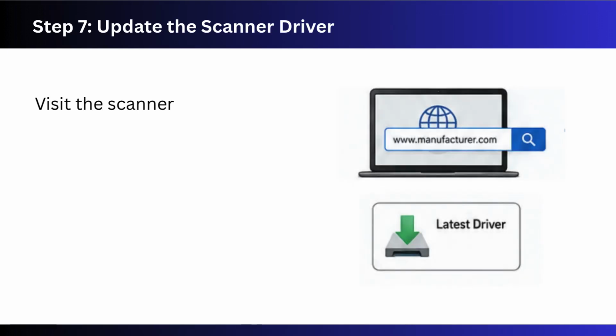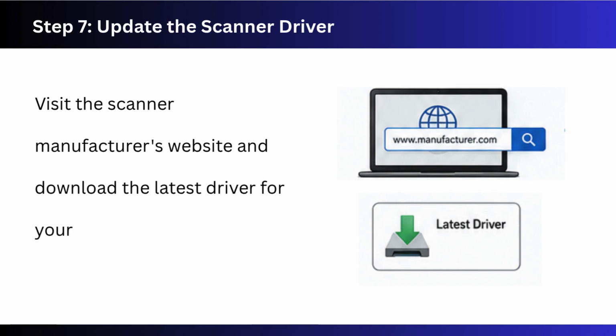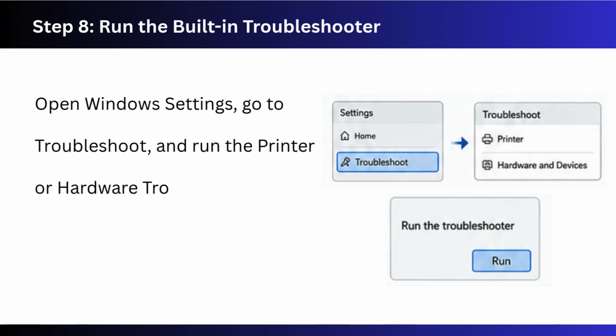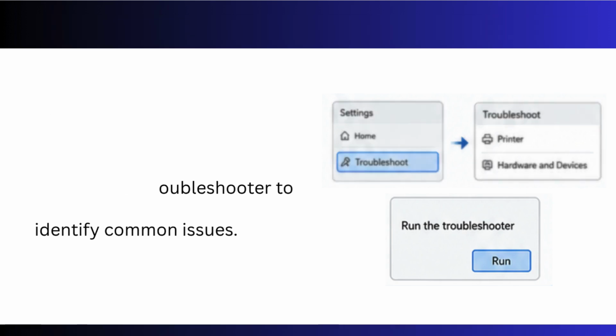Step 7. Update the scanner driver. Visit the scanner manufacturer's website and download the latest driver for your scanner model. Step 8. Run the built-in troubleshooter. Open Windows Settings, go to Troubleshoot, and run the printer or hardware troubleshooter to identify common issues.